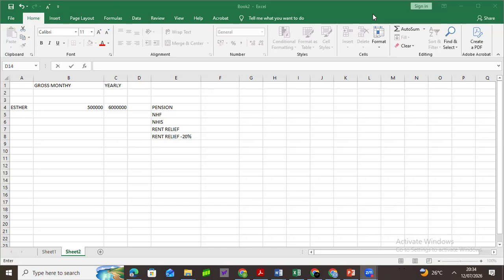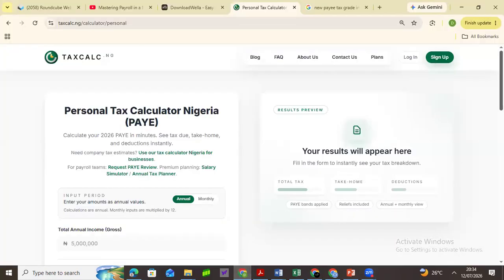You know what? Let's go straight to the tax calculator. So let's say monthly gross is 500,000. 500 times 12. Tell me. So that's 6 million.